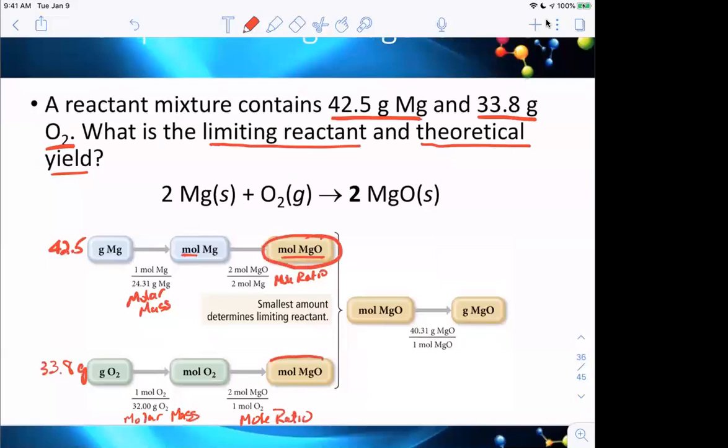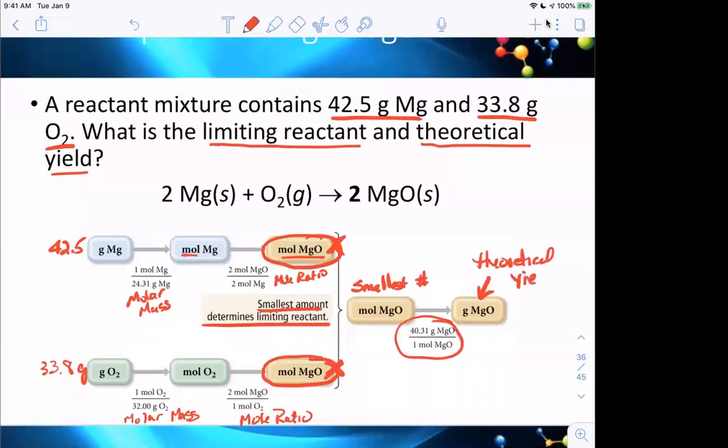Whatever is the lowest number is the limiting reactant. So the smallest amount of the product determines the limiting reactant. This will be the smallest number between these two. From there, I can use the molar mass of the product. This would be my theoretical yield. It's always based on the limiting reagent.